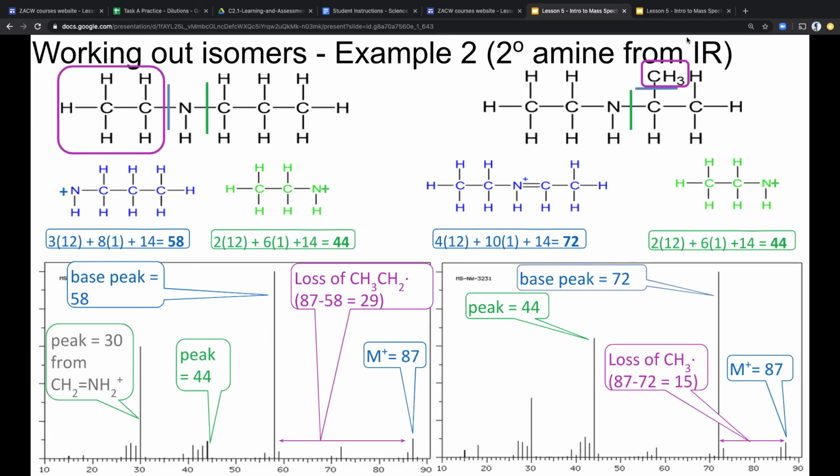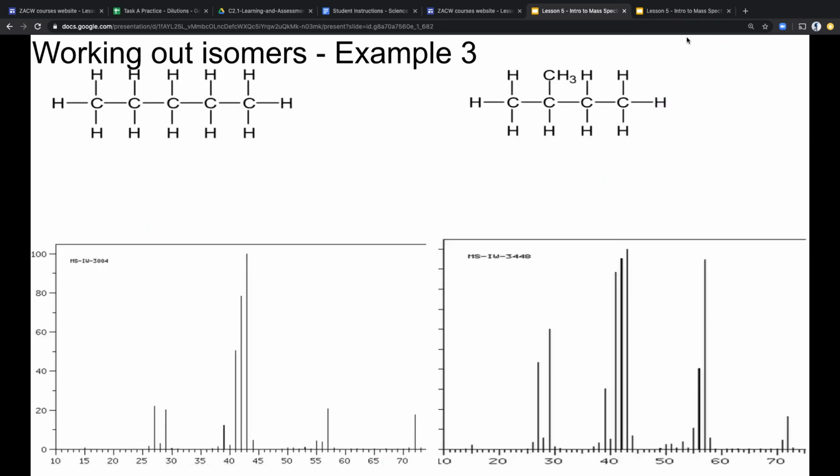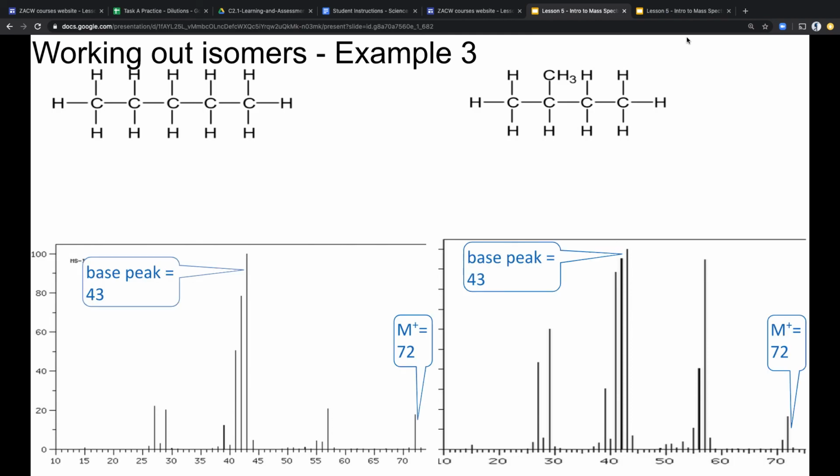Yeah, same as the other one. We know they're very similar. There we go. Cool. Now, last example we'll look at. So these are actually pretty simple alkanes, right? We got pentane and 2-methylbutane. Let's look at what the base peaks and molecular ions are.